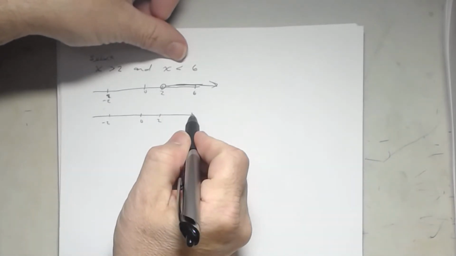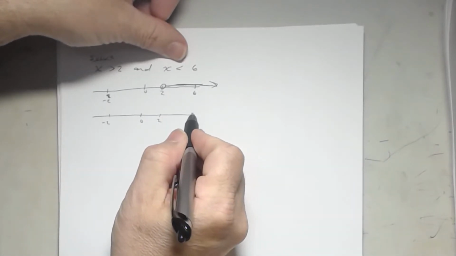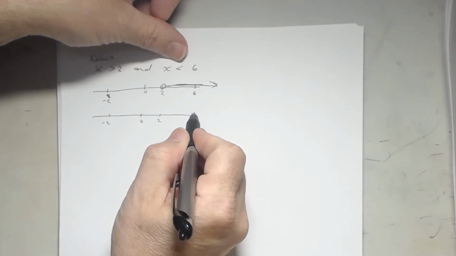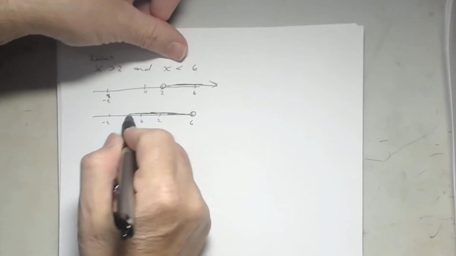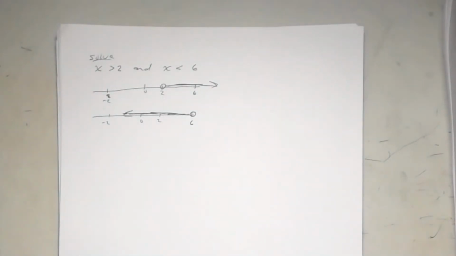On 6, do I use an open or closed circle? Open, because there's no equal sign, going which way? To the left. And remember, we were talking about this earlier, we said that the solution would be any number that's bigger than 2 and less than what? 6.